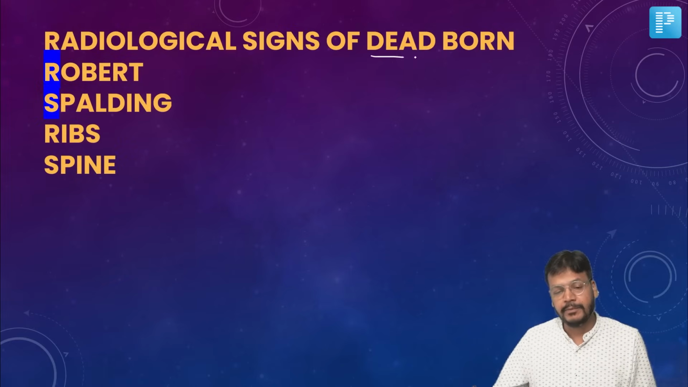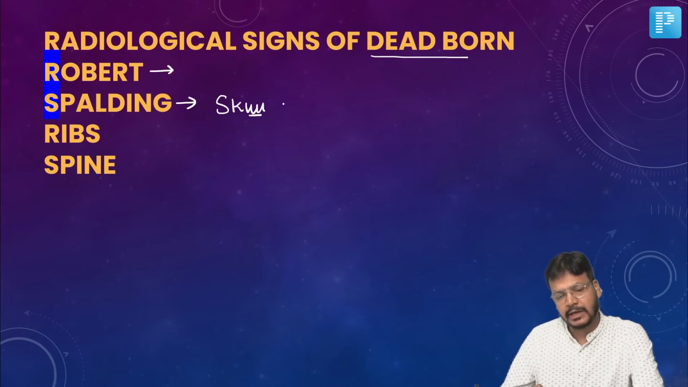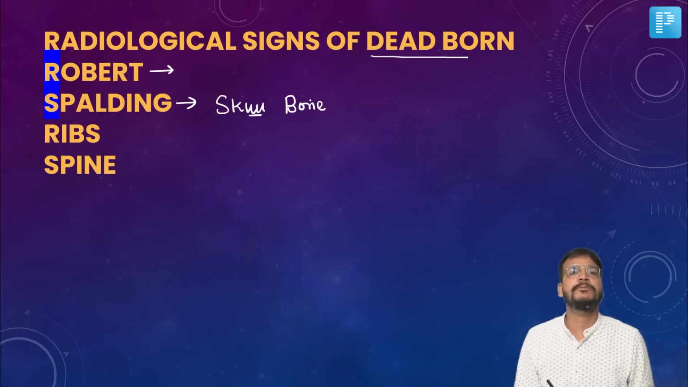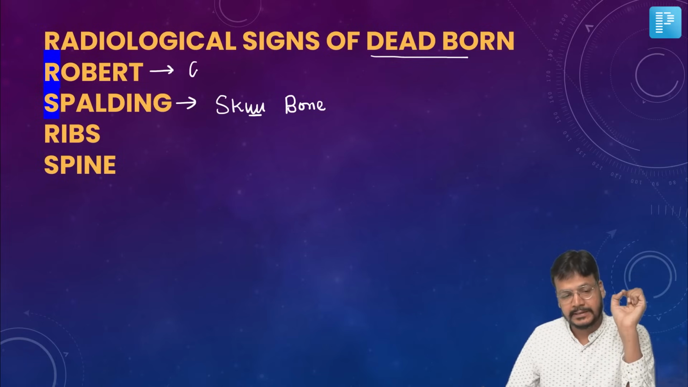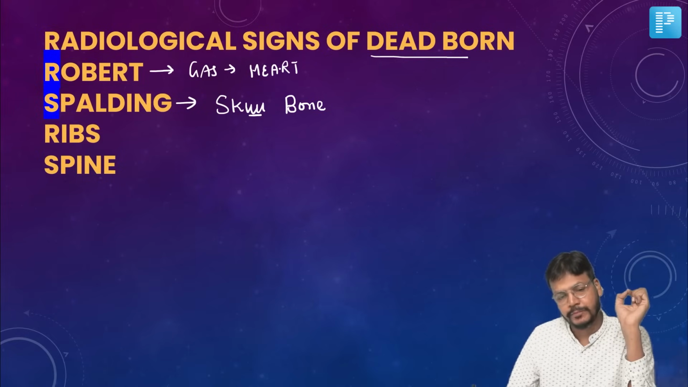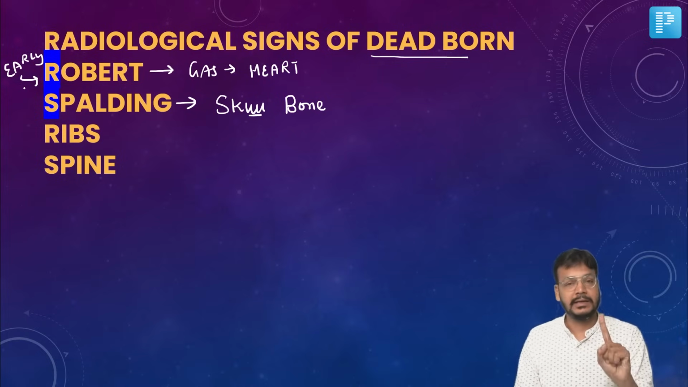Radiological signs of dead fetus. The first radiological sign is Roberts sign. Second is Spalding sign. As for Spalding sign, it is skull bone overlapping. So, if your skull bones are overlapping, it's a Spalding sign. The earliest sign is Roberts sign. It is gas in the heart chambers and aorta. If you get a question, which is the earliest sign of a dead fetus? The answer is Roberts sign.